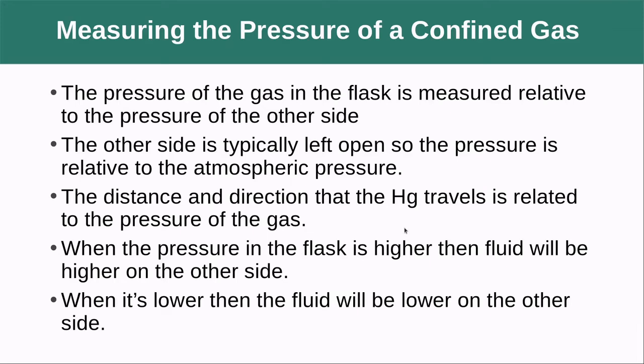So how do we measure the pressure of a confined gas? The pressure of a gas in a flask is measured relative to the pressure of the other side. The other side is typically left open so that the pressure is relative to the atmospheric pressure. The distance and direction that the mercury travels is related to the pressure of the gas. When the pressure in the flask is higher, then the fluid will be higher on the other side. When it is lower, then the fluid will be lower on the other side. So let's actually picture this.